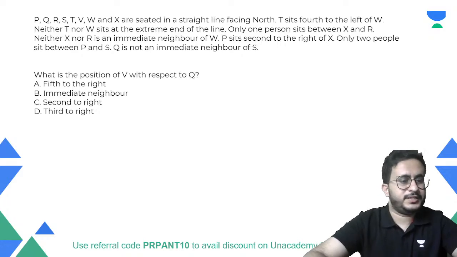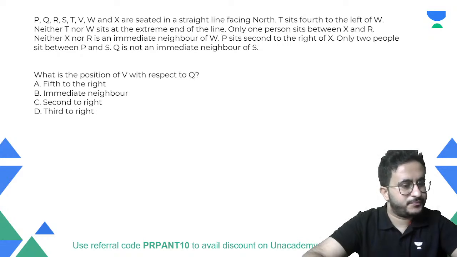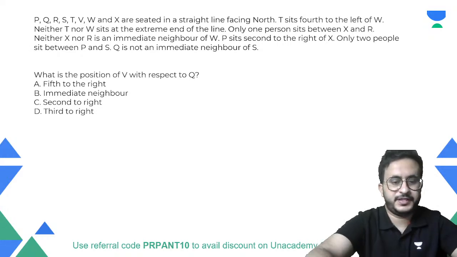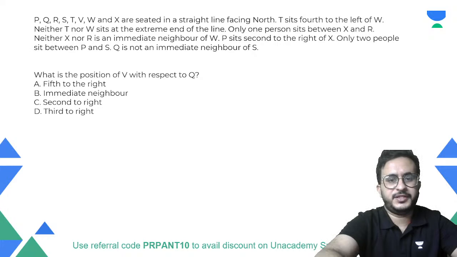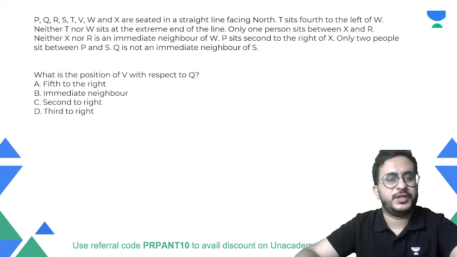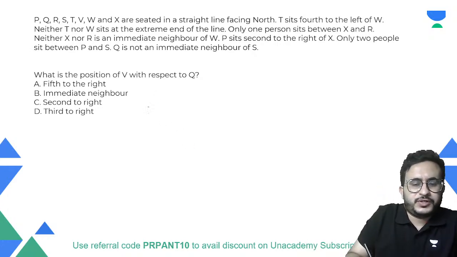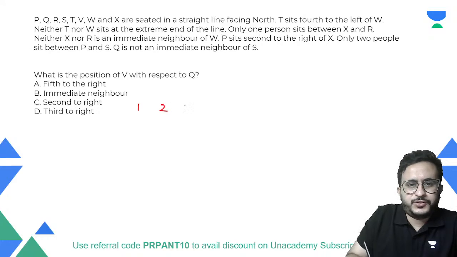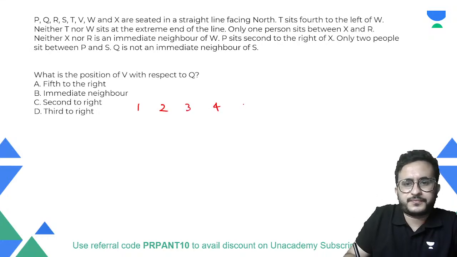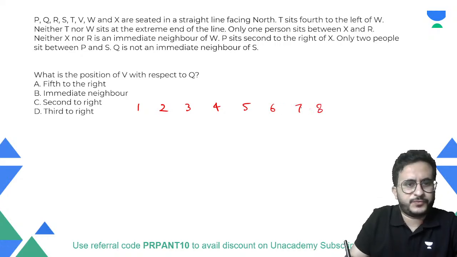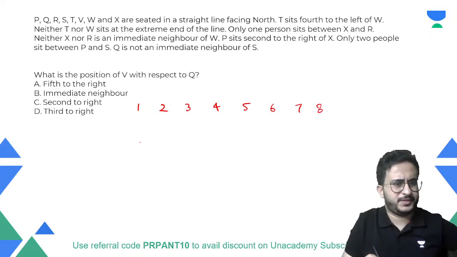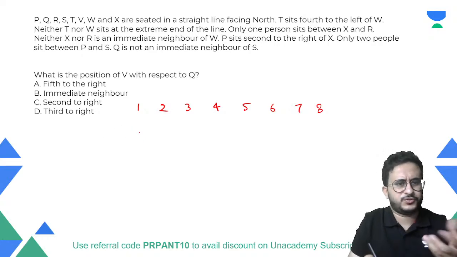All right, so let's see this. Let's start with this. So Rishabh and Sneha have said that D is the answer. So let us make the arrangement. There are eight people, so let us say these are eight positions, one, two, three, four, five, six, seven, eight from left to right. No need to write the numbers, I've just written. You can just put dash also.